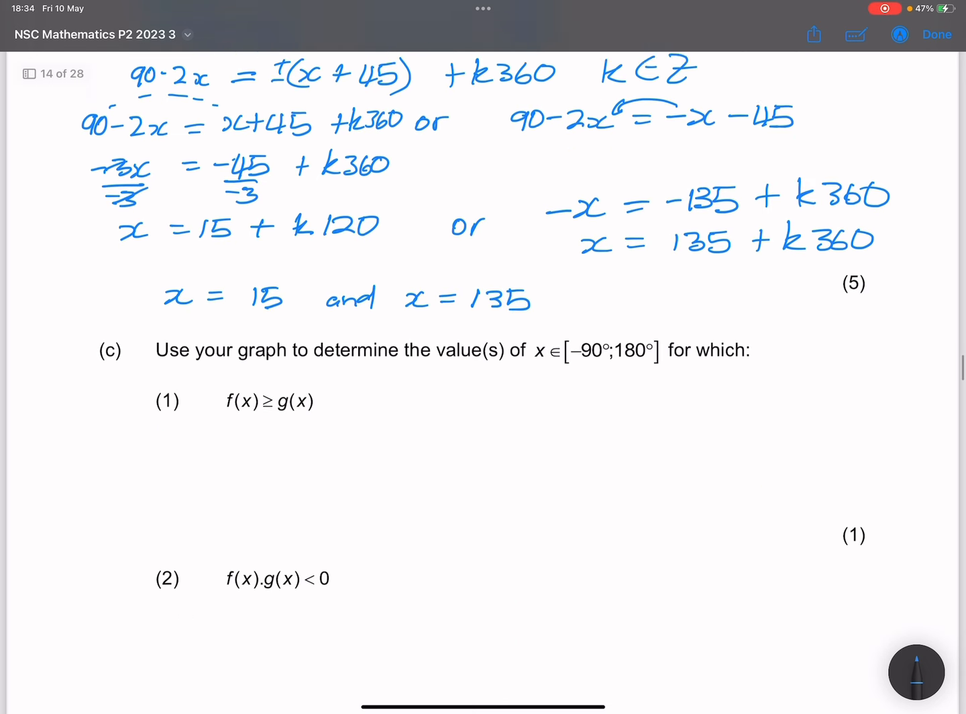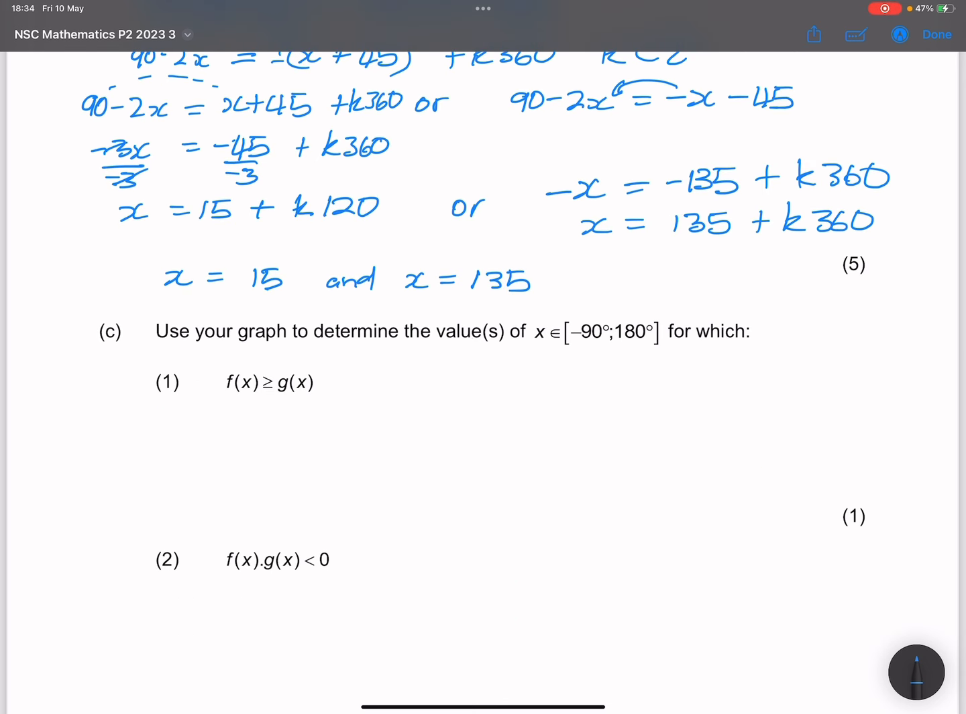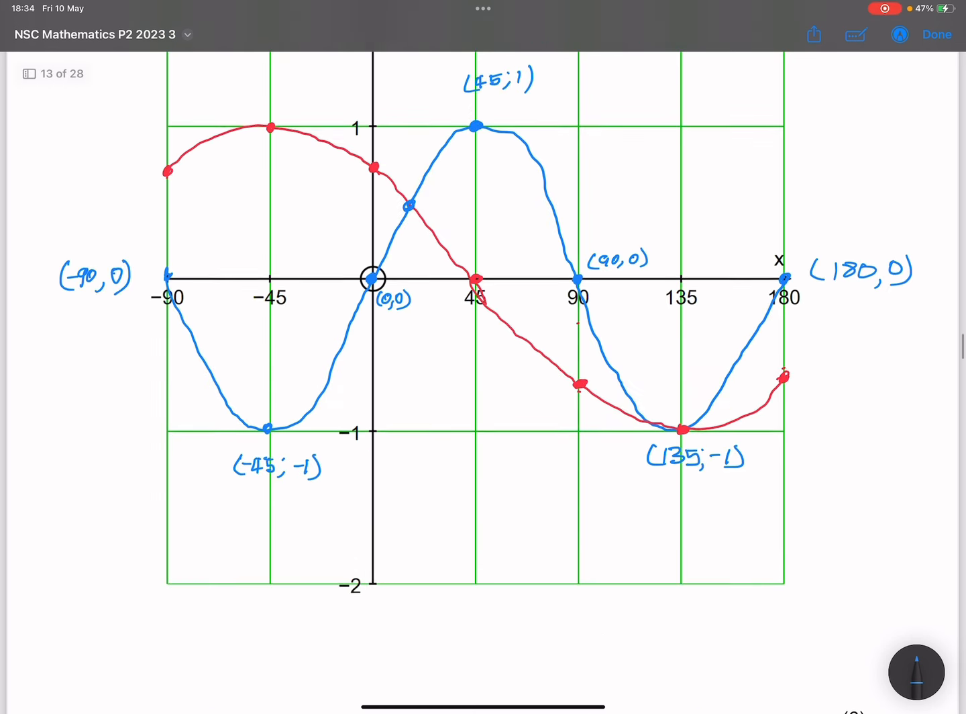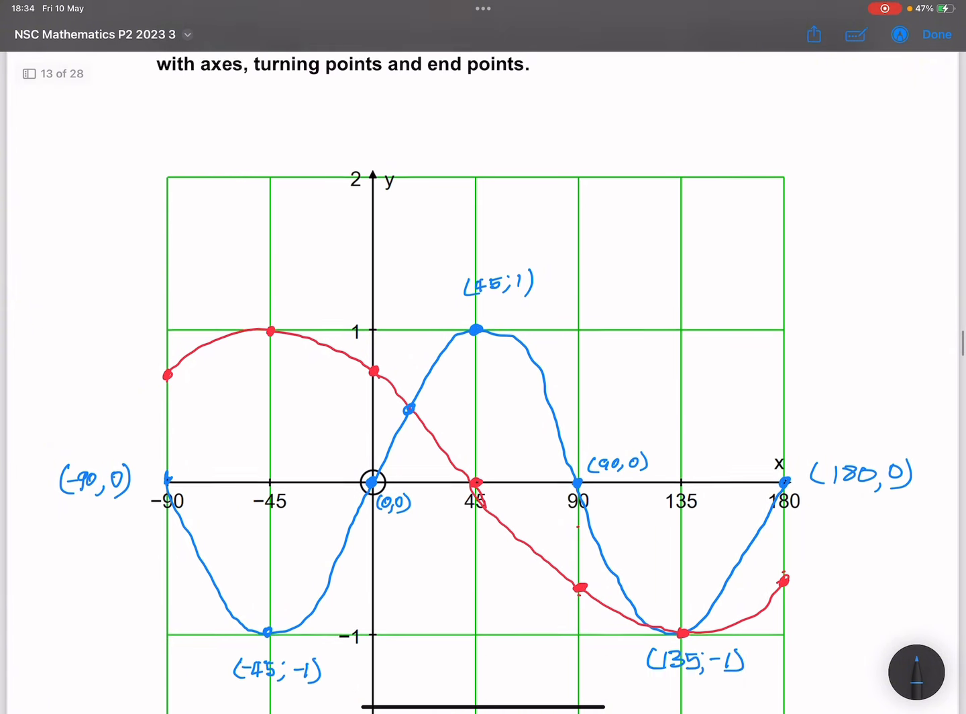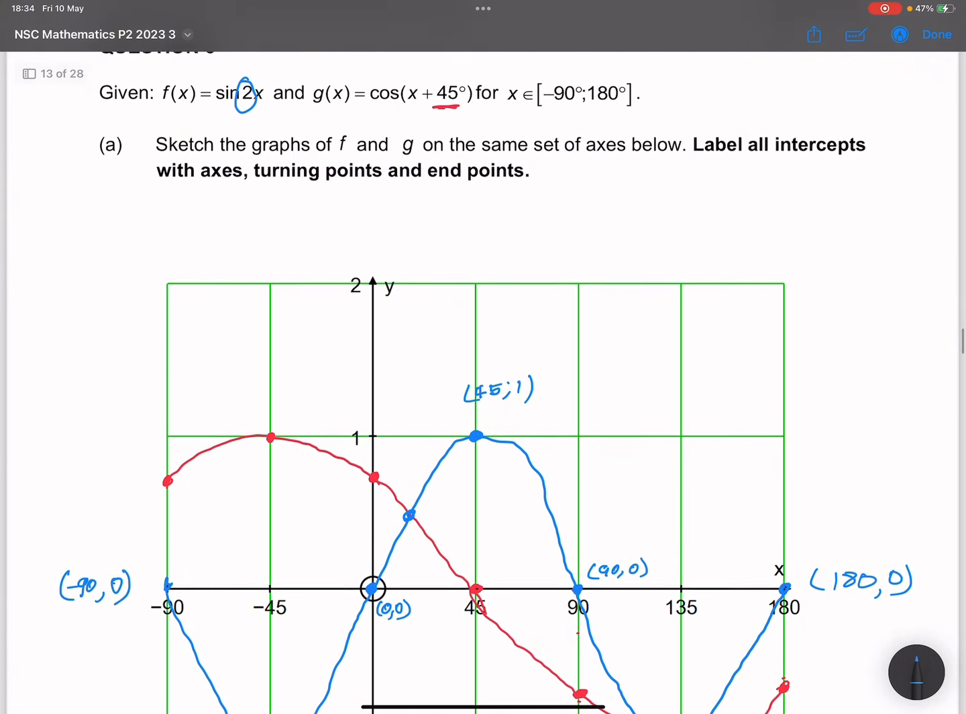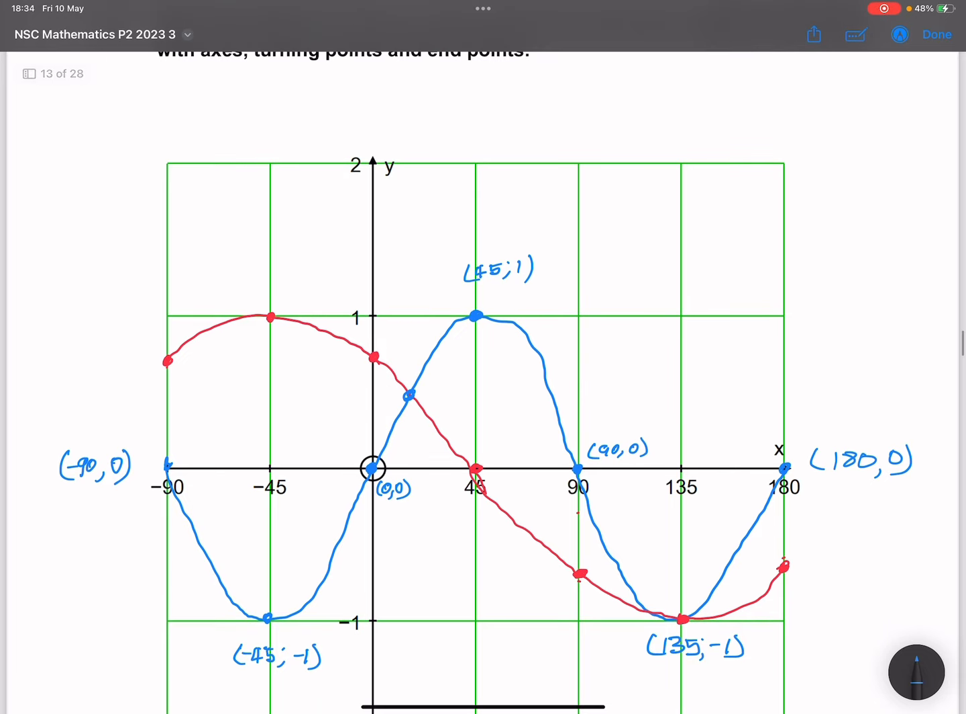Right, so the next question, they say to us, use your graph to determine the values of x between negative 90 and 180, for which f of x is greater than g of x. Now, if we note that, ladies and gents, let's find where the blue graph, f of x, is above the red graph. You can see it is from the point they intersect there. So the blue graph starts becoming above all the way up until they meet again at 135.